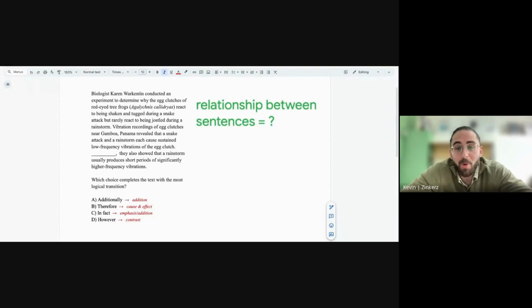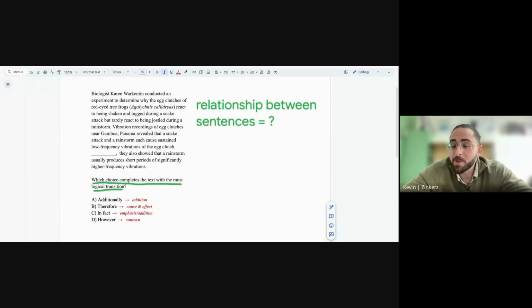Transitions questions always appear toward the end of the verbal section, right before the bullet point questions at the very end. You'll know that you're dealing with one of these because they're always worded the exact same way. Which choice completes the text with the most logical transition?